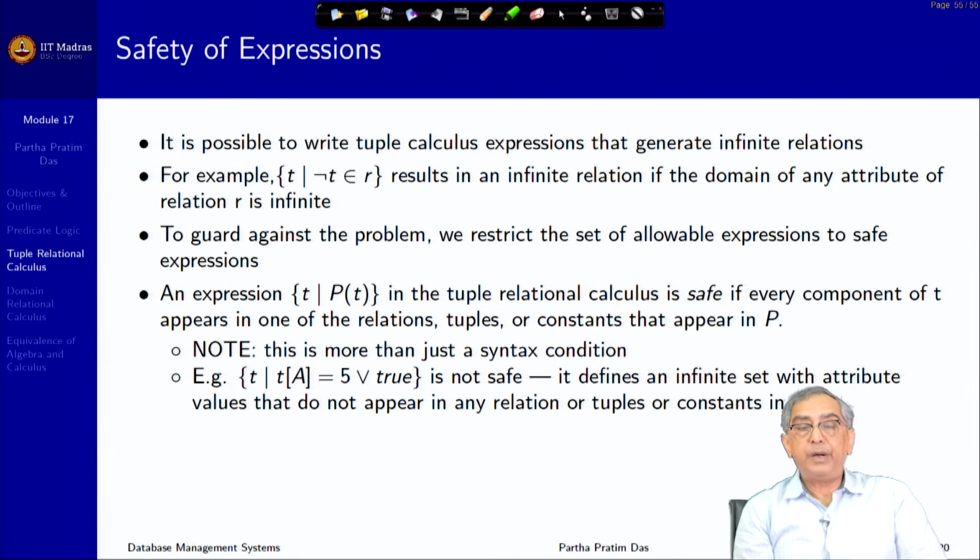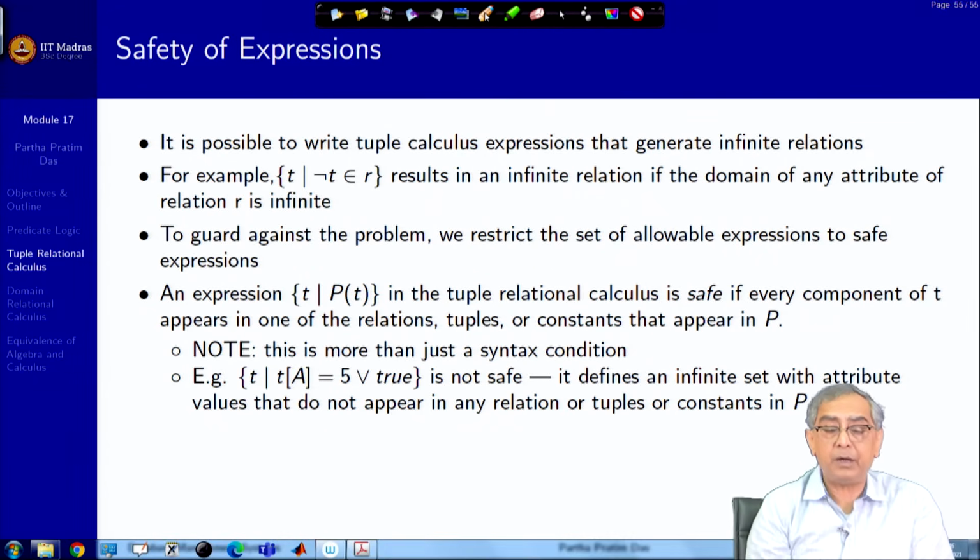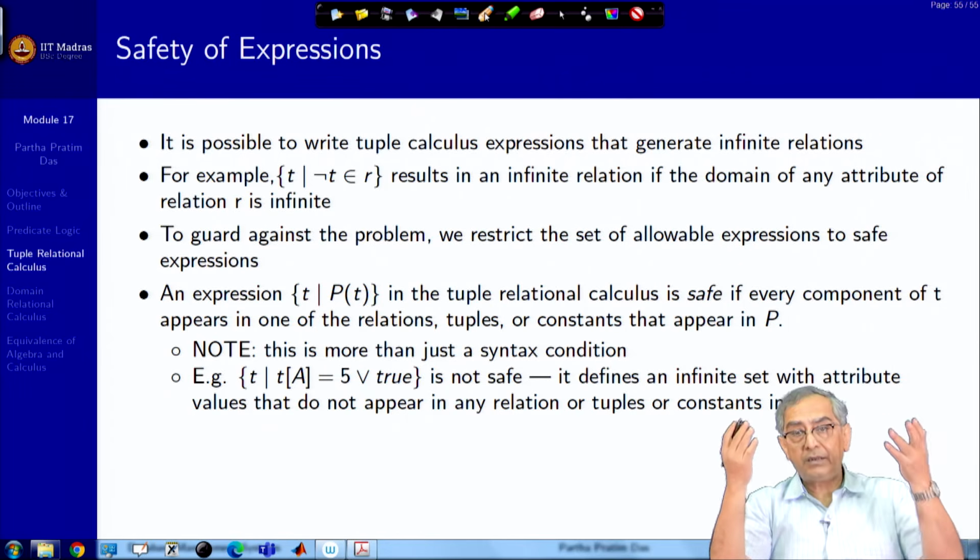One point I would like to mention before I close is that you have to make sure that expressions are safe. What does it mean if an expression is safe? It means that the result of your expression cannot be infinite. Right? It has to be finite. But you would say, how can that happen? How, when I'm working with finite sets, can it suddenly become infinite?